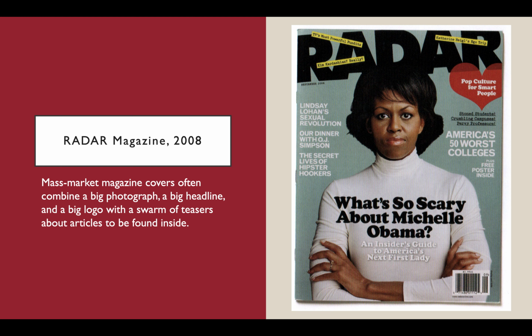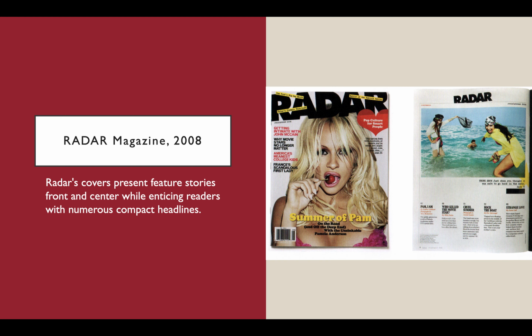So notice how they're using color, they're using scale, and in the case of the cover story, a different font in order to draw our attention to the various levels of information. Now, in this example, we've got a cover and the inside table of contents. So we've got front and center our feature story, and then we've got all these other compact headlines in order to draw you in if, say, the cover story doesn't.